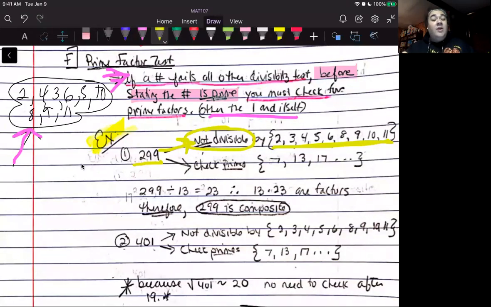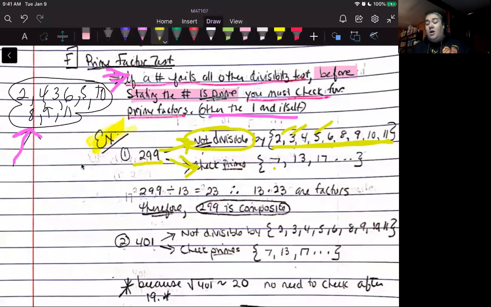But we cannot right away run off and say 299 is a prime number. We have to check to see if it has prime numbers as factors. So when you check the prime numbers, you're not going to check 2 because it already failed that, and that's the first prime number. You're not checking 3 because it already failed that, and that was a prime number. And you're not checking 5, because those 3 prime numbers are already included in our divisibility tests. So you're going to start checking at 7.